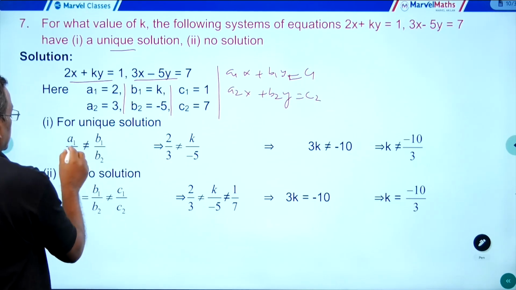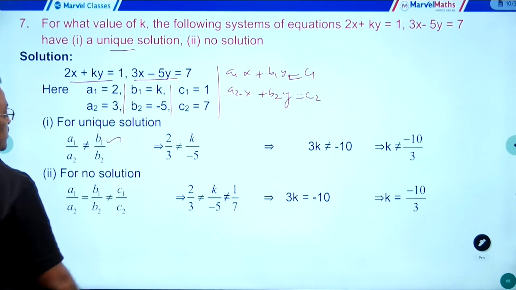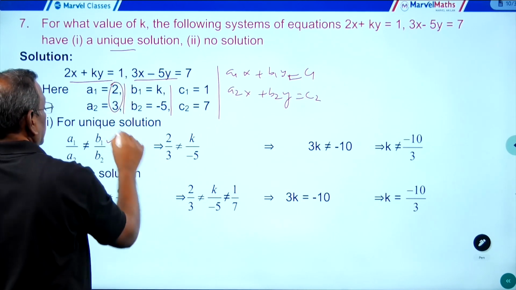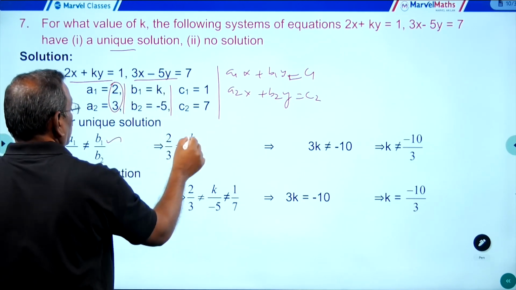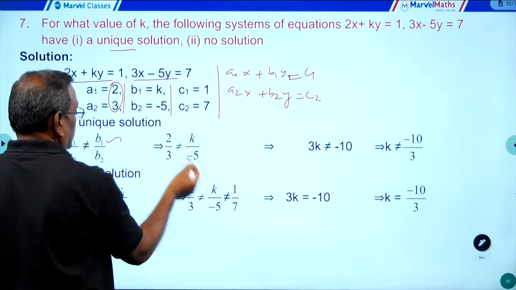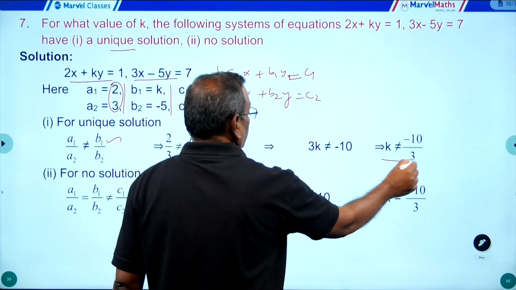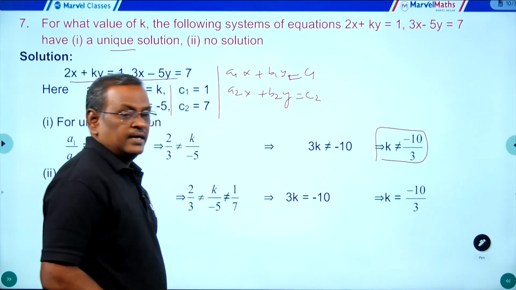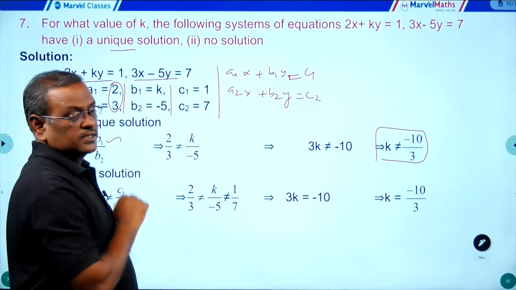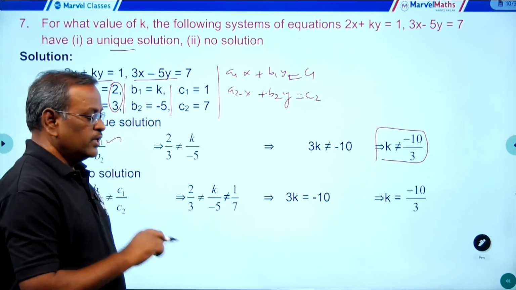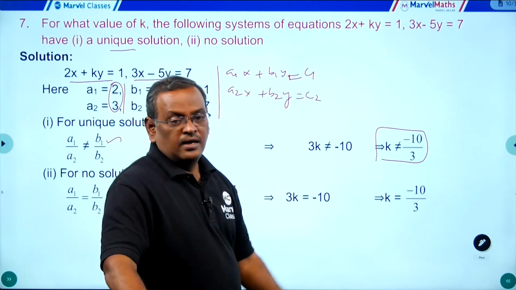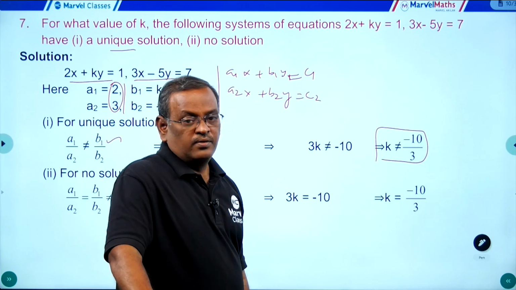Condition for unique solution is a1 by a2 not equal to b1 by b2. a1 by a2, 2 by 3, not equal to b1 by b2, minus k by 5. If you cross multiply, 3k not equal to minus 10, k not equal to minus 10 by 3. k can take any value other than minus 10 by 3. So the unique solution answer always contains an unequal sign, k not equal to minus 10 by 3.